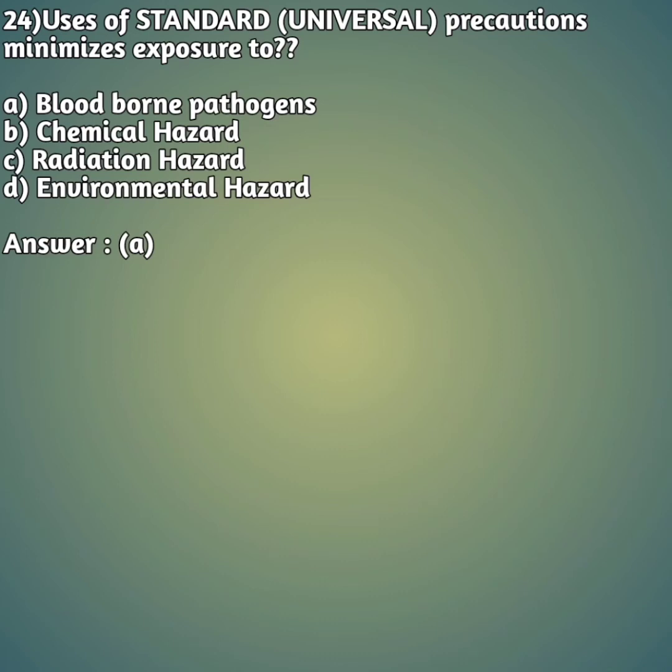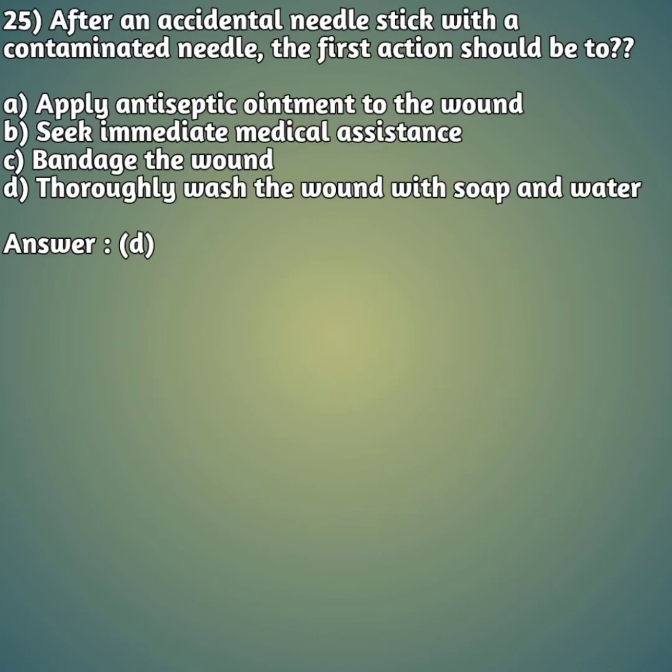Moving on to our 25th question. After an accidental needle stick with a contaminated needle, the first action should be, if you mistakenly got a needle stick injury, what will be the next step you have to do? Option A, apply antiseptic ointment to the wound, option B, seek immediate medical assistance, option C, bandage the wound, and option D, thoroughly wash the wound with soap and water.